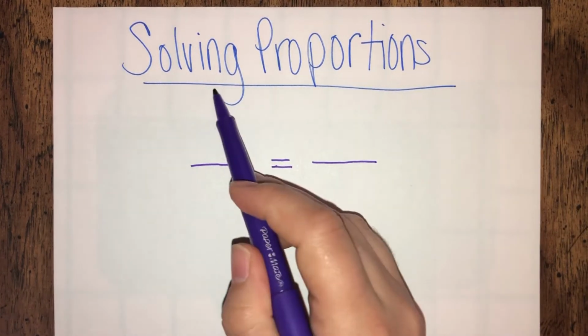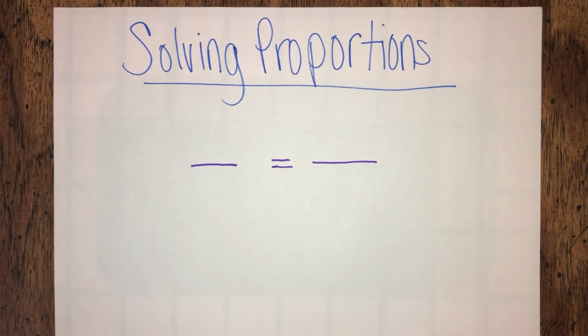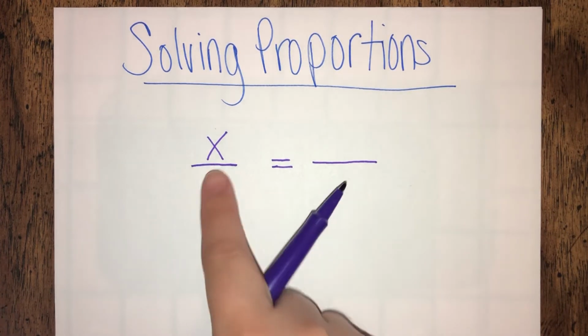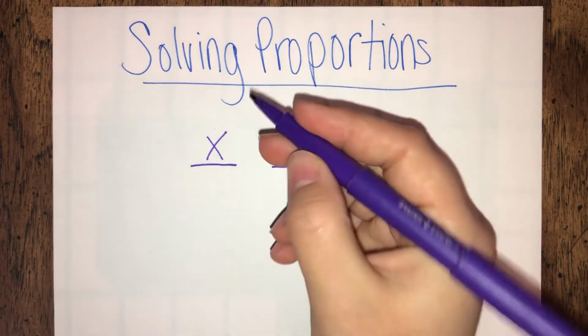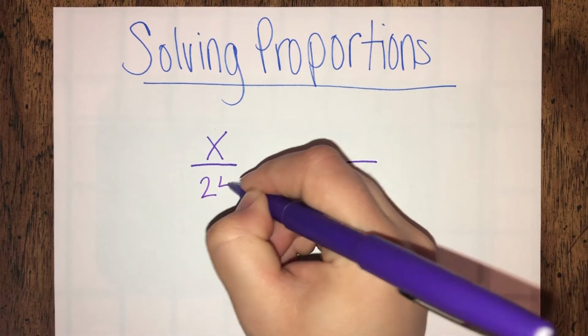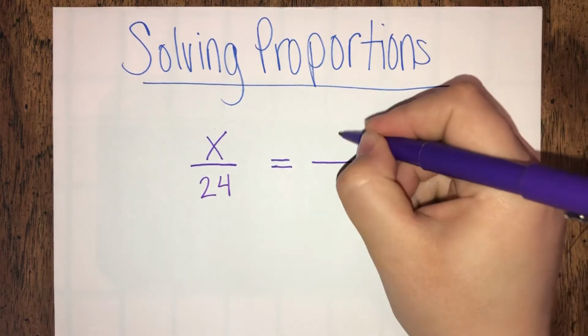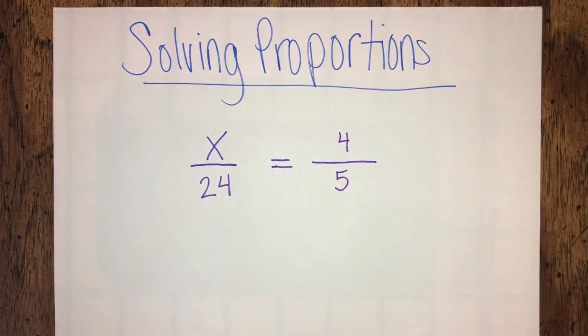But when we are solving, the big thing here is that they are telling us we have an unknown value, a variable, a letter that we don't know how much it's worth. And that's kind of our goal. I want to know, what does x equal when I'm finished? And in this case, we're going to talk about x over 24 is equal to 4 over 5.